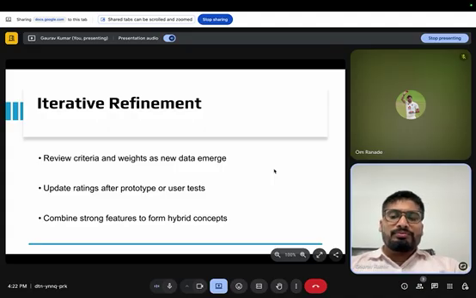Okay, so it defines the iterative process as a self-correcting mechanism within the design process. So by treating scoring as a living document rather than a final verdict, designers foster continual improvement and maintain the alignment between the concept's evolution and real performance. Okay.